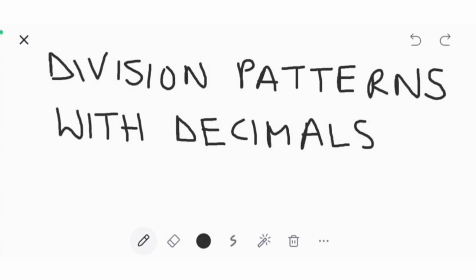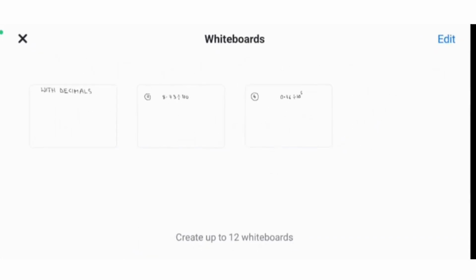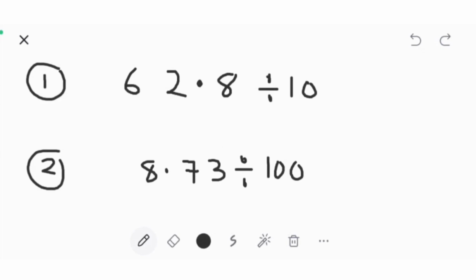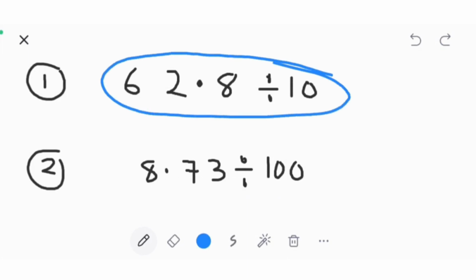Today we are going to learn how to divide decimal numbers by 10, 100 and 1000. Let's look at the first question. Now, if you have 62.8 divided by 10, how do you do this? What is the fastest way of dividing 62.8 by 10?